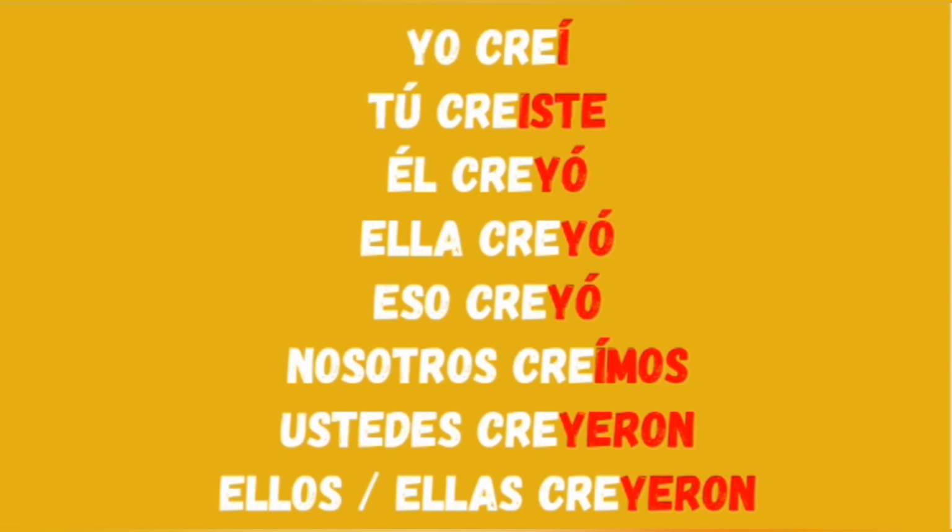To say we believed, you have to say nosotros creímos. To say you believed in the plural form, in Spanish you have to say ustedes creyeron. And then if you want to say they believed, you have to say ellos creyeron, if you are referring to a group of boys. And if you are referring to a group of girls, then you have to say ellas creyeron.